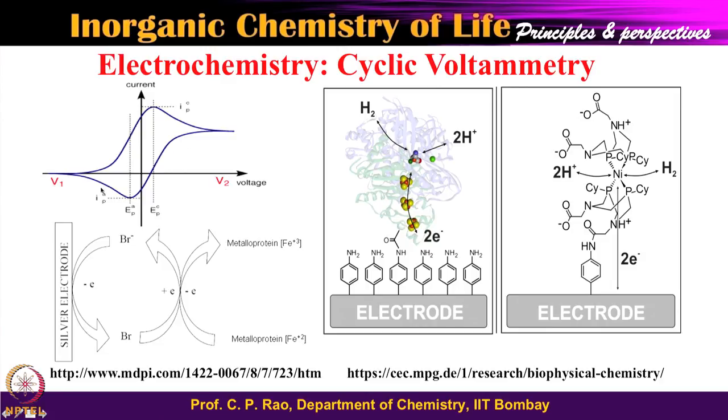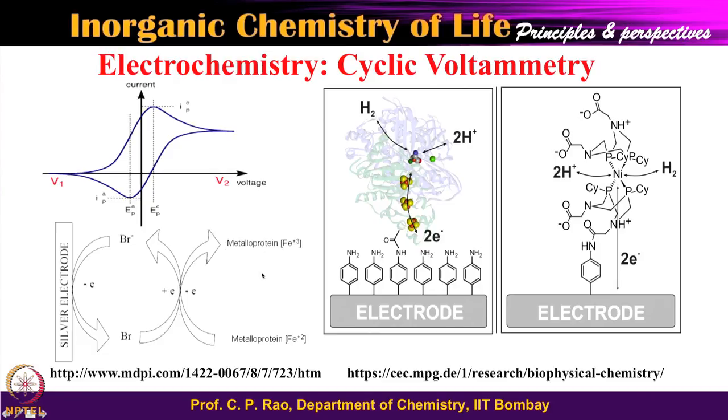Therefore, it is cyclic voltammetry, going from left to right and then reversing the potential and coming back, and this is where you can make the whole difference in this particular methodology. For example, you take an electrode, here shown as a silver electrode, and take a solution of a protein, a metalloprotein containing an iron center, iron 2 plus going to iron 3 plus.